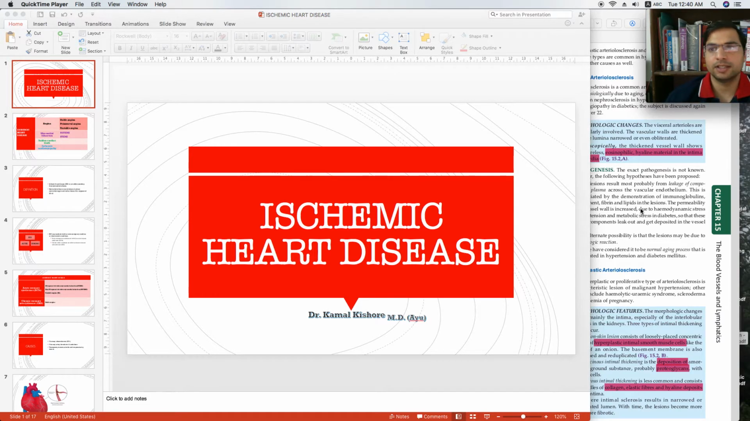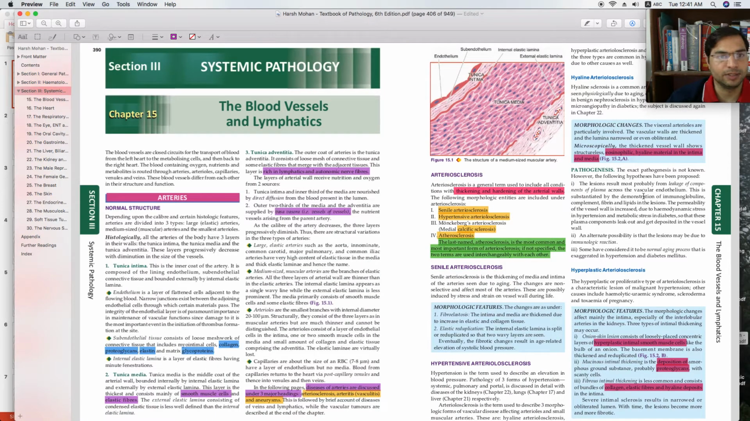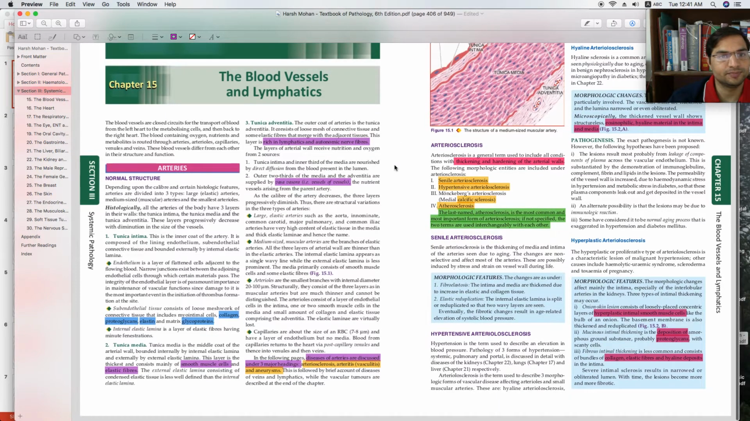Start with cardiac pathologies. The first group of diseases in cardiac diseases is ischemic heart disease. So for understanding ischemic heart disease, we need to understand the blood vessels, especially the arteries. Right, so let us understand the arteries first. So chapter 15, Robbins textbook of pathology.